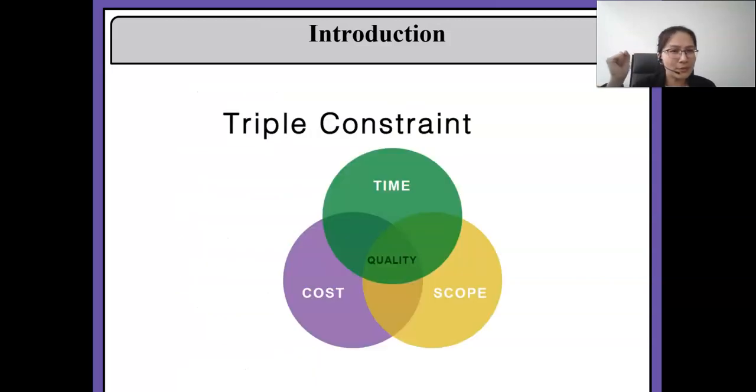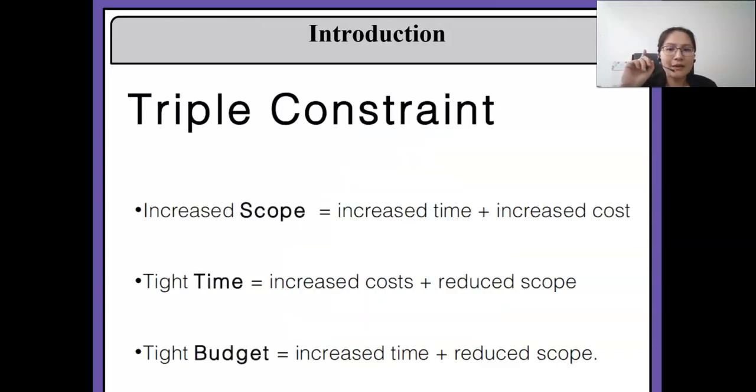So the most important in project management are time, cost, and scope. These 3 things will determine whether your project is quality or not. So make sure you always bear in mind from now until the end of your project: is it within the time, within the scope, within the budget or not? These 3 things are very important in project management. So if you increase the scope, it will increase the time and increase the cost. So your scope must be defined at an early stage before you conduct the project.